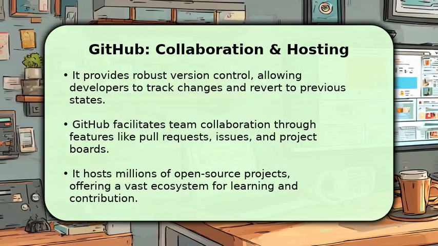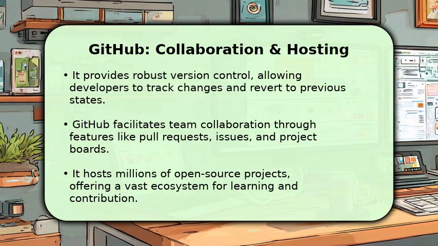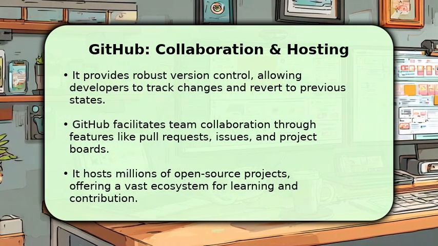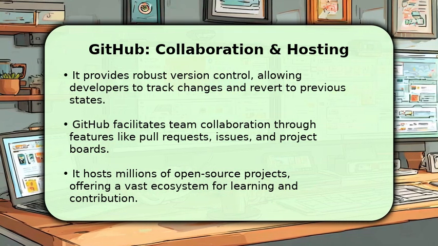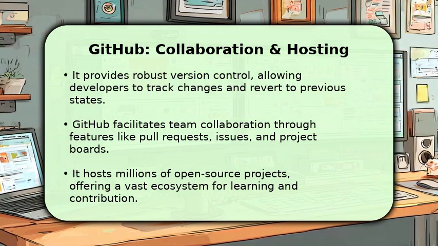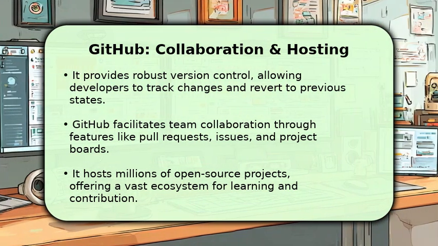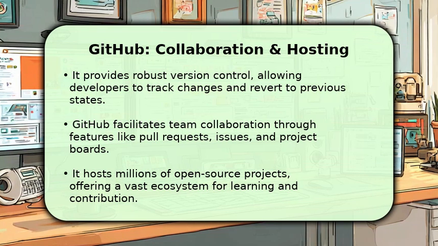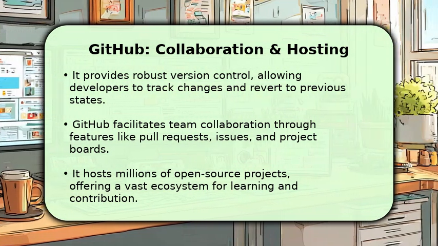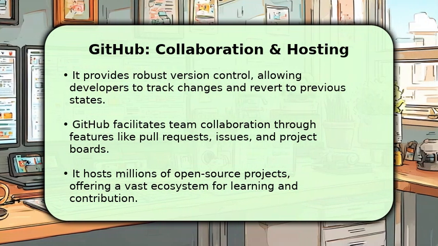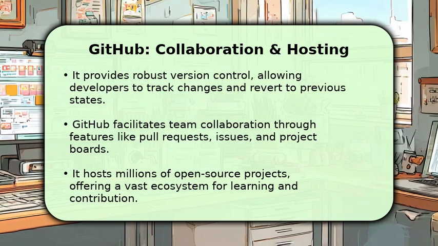GitHub shines as a central hub for project collaboration and version control. It provides robust features like pull requests for code review, issue tracking for task management, and project boards for agile planning. Millions of open-source projects reside here, fostering a massive community. Furthermore, GitHub Actions offers integrated continuous integration and continuous deployment, automating your build and release pipelines directly within your repository. It's essential for team-based development and project visibility.